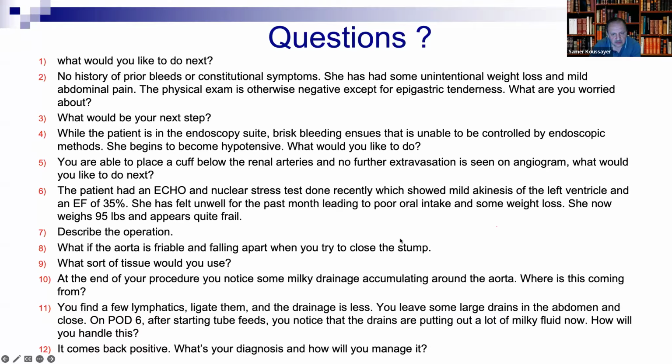What's that here? It came back positive. What's your diagnosis? We said the diagnosis of lymphatic leak. Okay. Any question about aortoventricular fistula?